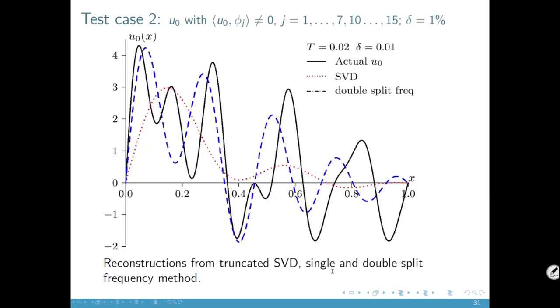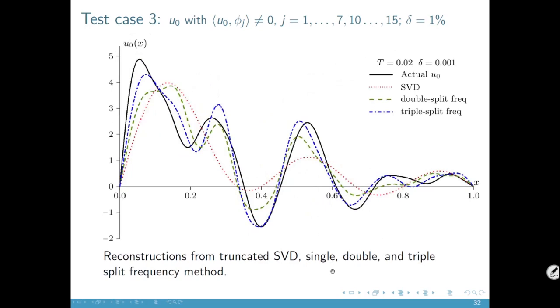With larger noise, there's another example where we do a comparison with just plain truncated singular value decomposition. So taking just K, 3 or 4 frequencies, and then throwing away all the rest. And you see from the black line, there's of course many frequencies involved, and the red dotted line is not really able to capture that. Whereas if we do a bit more, here for example, a double split of the frequency band, we can follow the black line much more closely, although we have pretty high noise here for an exponentially ill-posed problem.